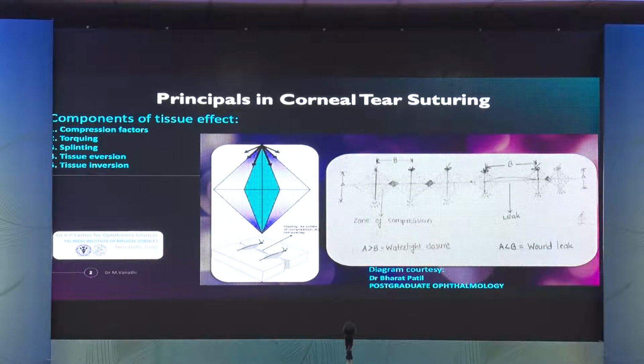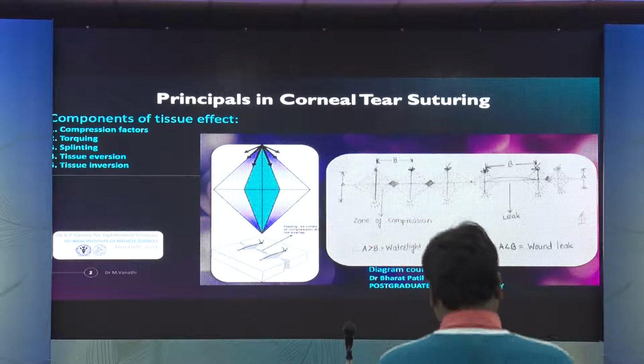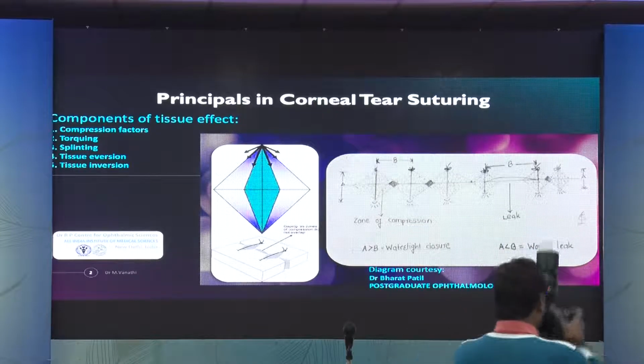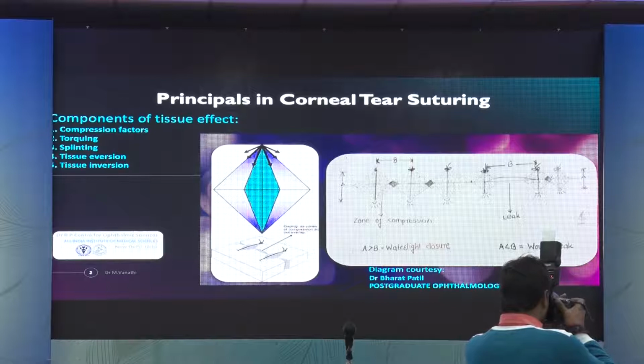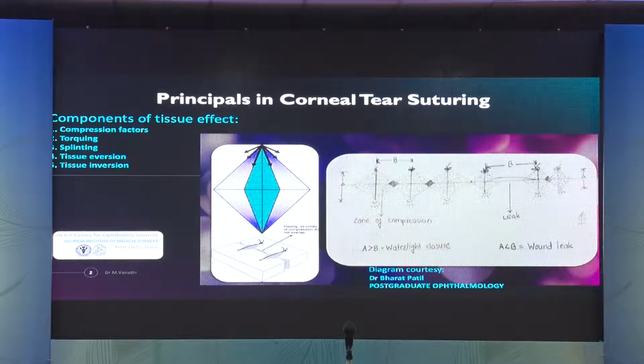So quickly moving on from preoperative evaluation to what are the basics in corneal tear repairs here. This is basically catering to most of the beginners. What we need to understand, or what we probably read about as basics in suturing, corneal suturing, corneoscleral suturing, is that any suturing can lead to these 5 components of a suturing effect, which is the compression factor, the torque factor, the splinting, tissue eversion, tissue inversion.